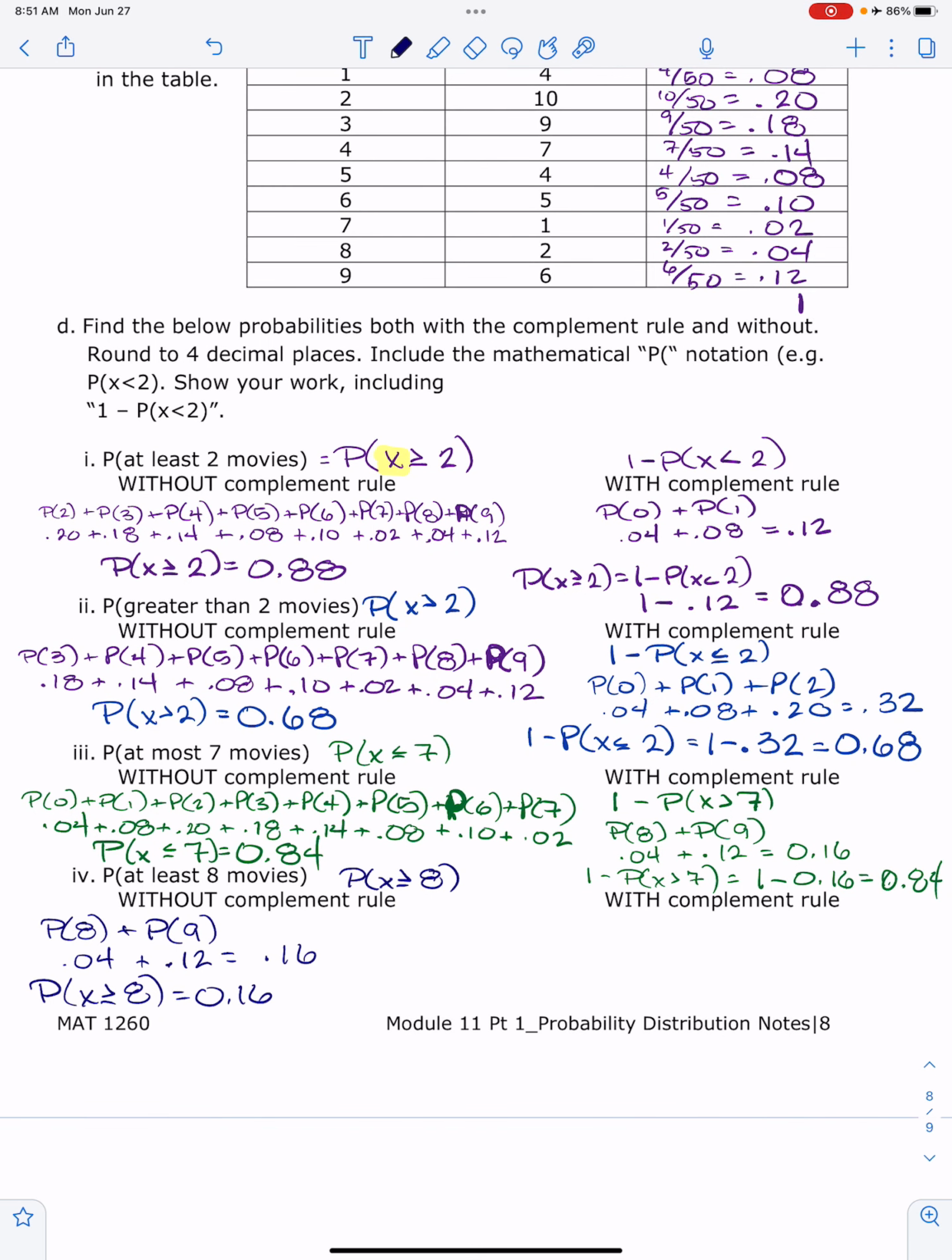With the complement rule, that's 1 minus the probability that X is less than 8, which is the same as 1 minus the probability that X is less than or equal to 7. We just did that, so I'm just grabbing that from above. 0.16. And let me make that connection for you.